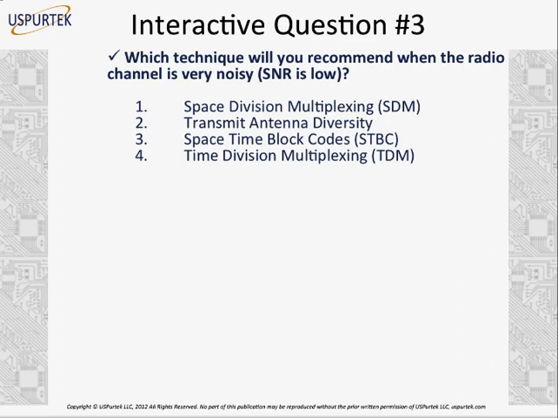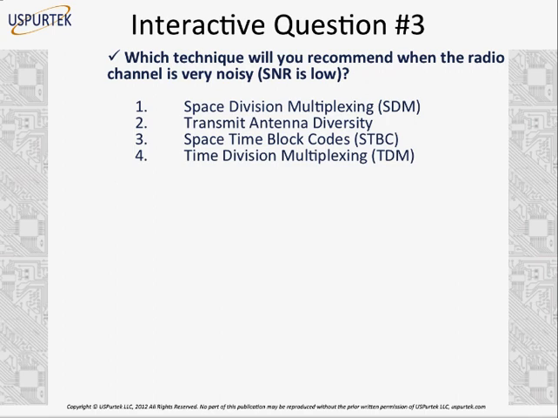Space division multiplexing you will use when your signal is already very strong. The channel is very perfect, like you have a perfect communication link between the transmitter and the receiver. That means you can send more data, more throughput. That is when you use space division multiplexing. That is the ideal scenario for space division multiplexing. But for a poor radio channel, when your signal to noise ratio is very low and the channel is very noisy, then you will typically use antenna diversity, have more antennas on the transmit side or on the receive side or both.